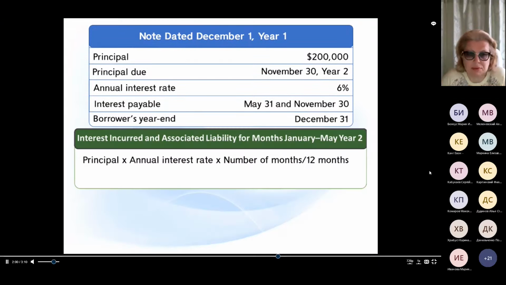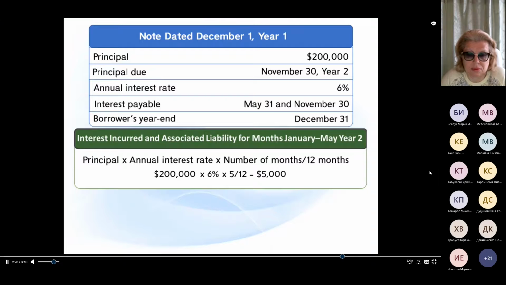On May 31st of year 2, the company has incurred an additional 5 months of interest expense for the period January through May. The interest incurred for those 5 months and the associated liability equals the principal of $200,000 times the annual interest rate of 6% times 5 months divided by 12 months, or $5,000.